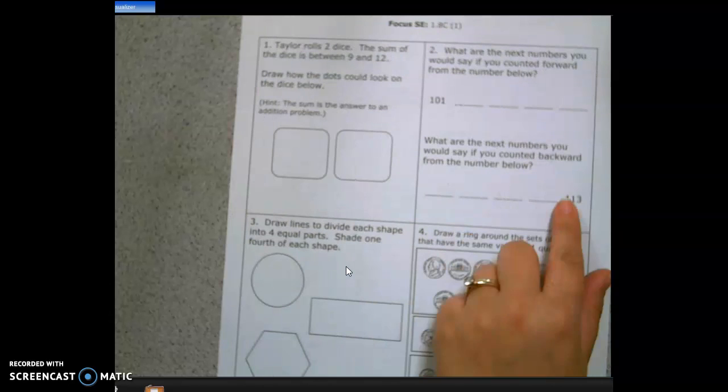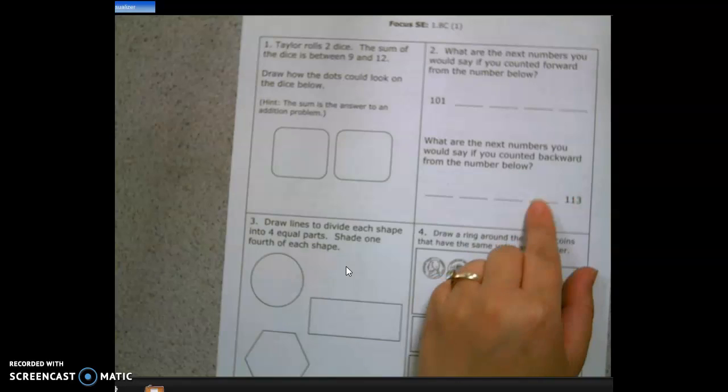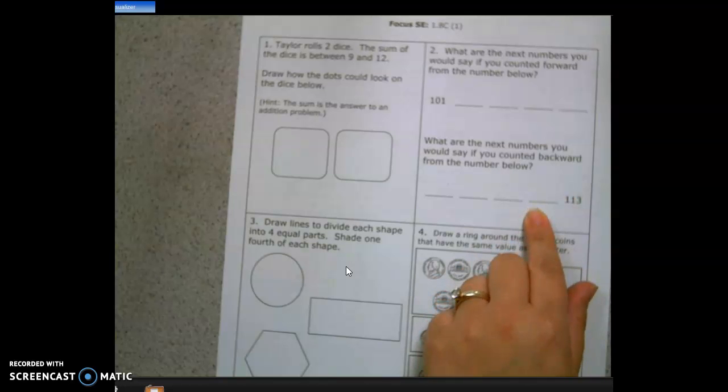What are the next numbers you would say if you counted backward from the number below? What number do we have? 113. If I'm going backwards, are my numbers going bigger or smaller? Smaller. So it'd be 113, 112.